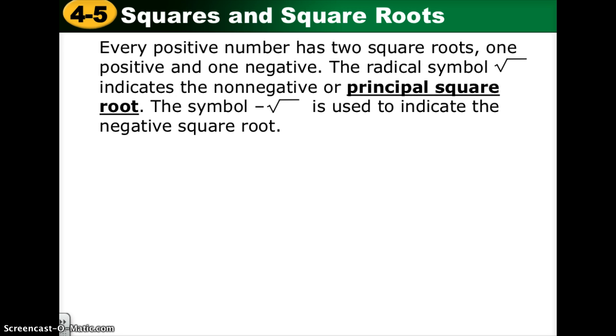Every positive number has two square roots, one positive and one negative. The radical symbol, which is the square root sign, indicates the non-negative or principal square root. So the principal square root is the positive version. The symbol with the negative in front is used to indicate the negative square root.